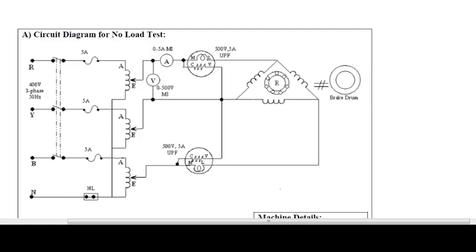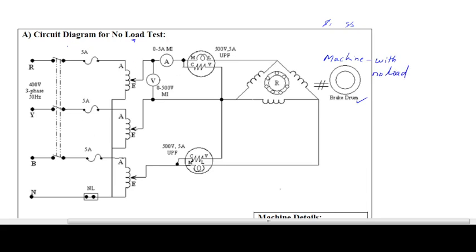So this is our circuit diagram for our no load test. This is our machine, and we can see that it is no load, or S1, that is spring 1, and spring 2 is not connected here. There is no friction or load belt connected to the brake drum, so we call it a machine with no load.